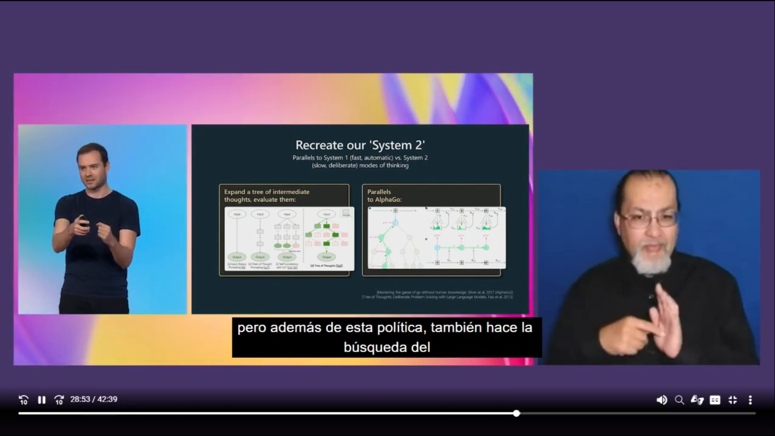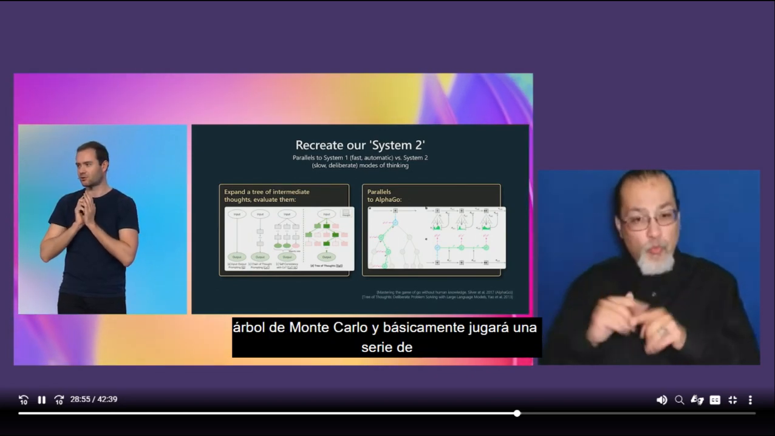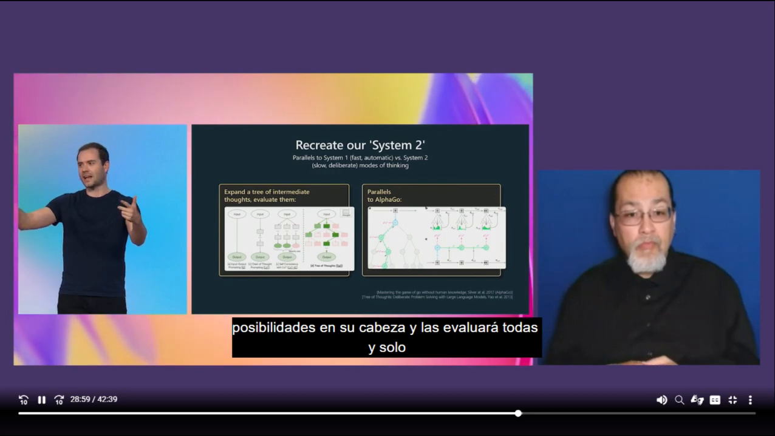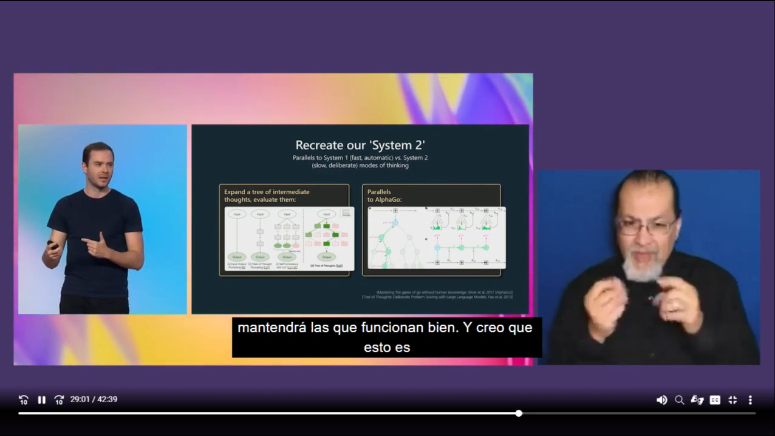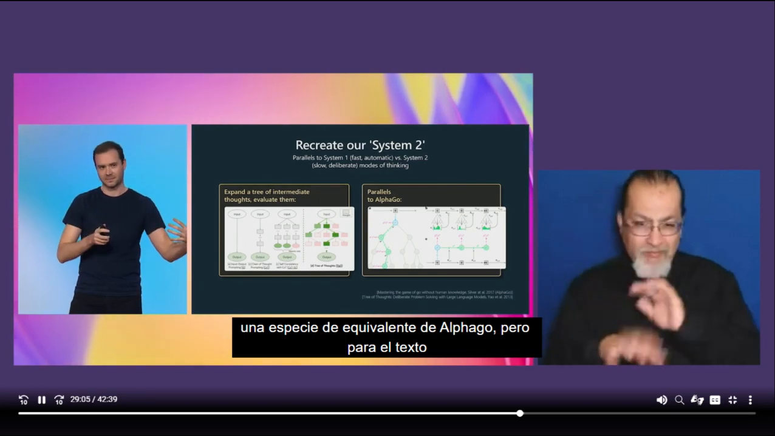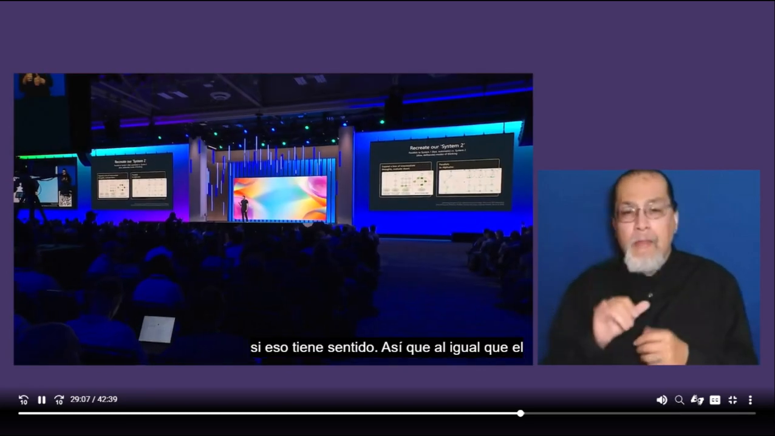But in addition to this policy, it also does Monte Carlo tree search, and basically it will play out a number of possibilities in its head and evaluate all of them and only keep the ones that work well. And so I think this is kind of an equivalent of AlphaGo, but for text, if that makes sense.